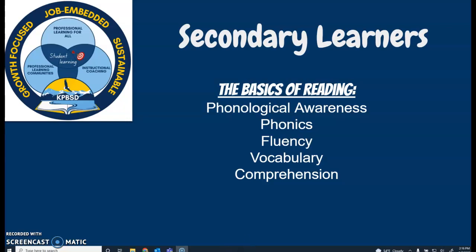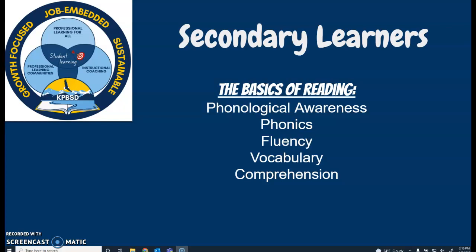So to begin our exploration in secondary learners and secondary literacy, I want to first take a moment to recognize the fact that secondary literacy has different priorities than primary literacy, right? So these are the basics of reading on the screen. These are also the chapters from the reading playbook, and we will be looking at those in this course.